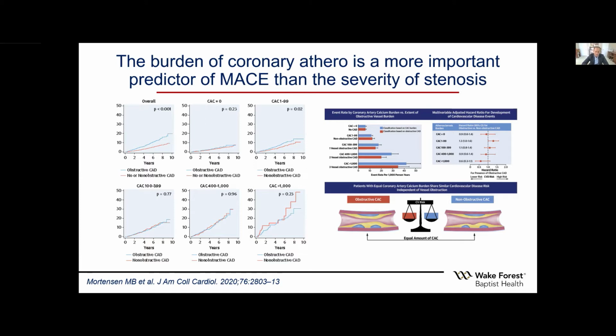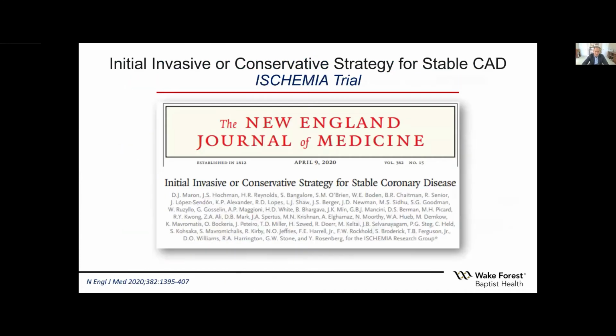This is a finding that's well established. But if we look at this index to total plaque burden, here using CAC as the measure for total plaque burden, you can see that this relationship between obstruction and events goes away. There's actually no difference whether an individual has obstructive or non-obstructive coronary disease once we adjust for total plaque burden. In the end, what we find is that patients with equal coronary artery calcium burden share similar cardiovascular risk independent of vessel obstruction. That is to say, plaque burden is what informs events, and plaque burden is the disease that we're interested in and what we want to prevent.